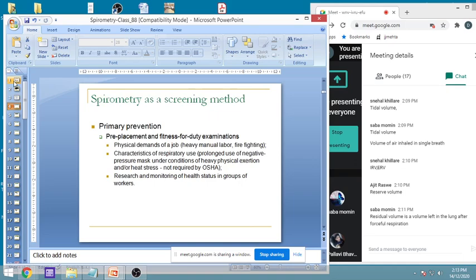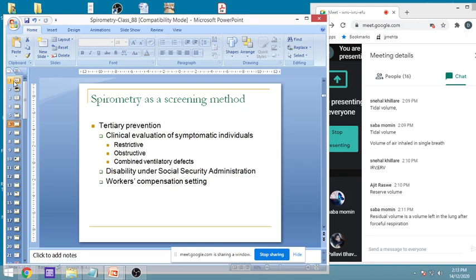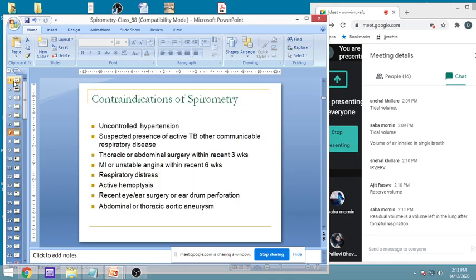It is used in various fitness for duty examinations, and in medical surveillance programs in various conditions where persons are at risk of developing occupational related respiratory problems. So asbestos, cadmium, coal, coke, where these emissions are there, or cotton dust is there, where a person may get a chance of having a respiratory problem. Then in tertiary prevention in various diseases like restrictive, obstructive, or combined ventilatory defects, for screening we are using it.